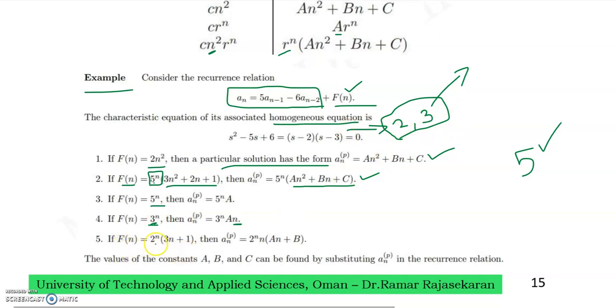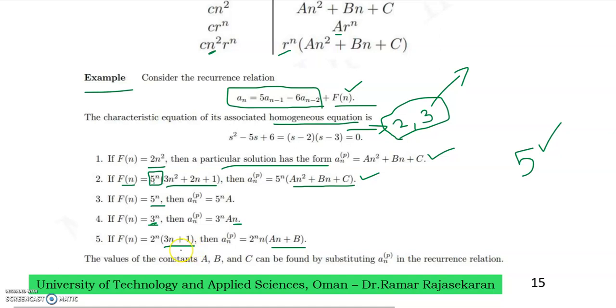F of n is equal to 2 to the power n multiply 3n plus 1. Okay, then how to write? Now see, first for this polynomial, this is a linear polynomial, the degree of n is 1 here. So you write an plus b. Okay, this is finished.